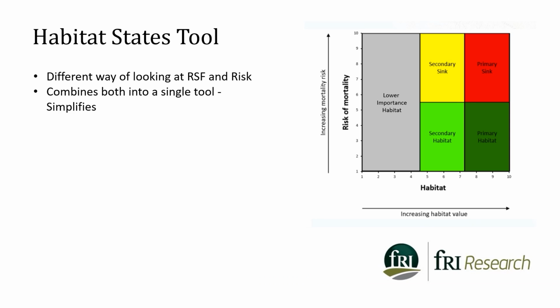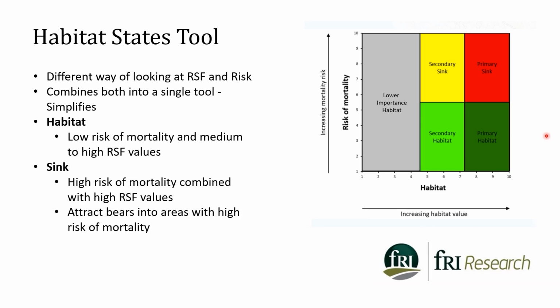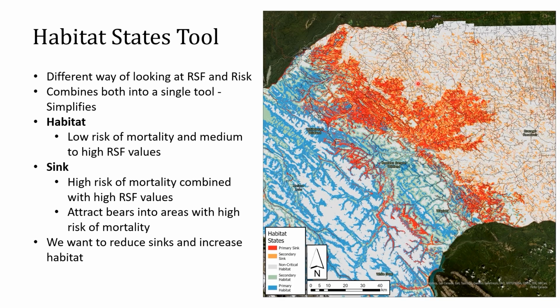The Habitat States tool is a different way of looking at RSF and risk, combining both tools into one and simplifying them. Habitat represents areas of low risk of mortality and high RSF values. Sinks represent areas with high risk of mortality and high RSF values, and entrap bears into areas with high risk of mortality. We want to reduce sinks and increase habitat for bears. On the map here, you can see that habitat lies mainly in the mountains and along the first bit of the foothills, whereas sinks lie along this area of the foothills with a large amount of anthropogenic development and a large amount of human use.